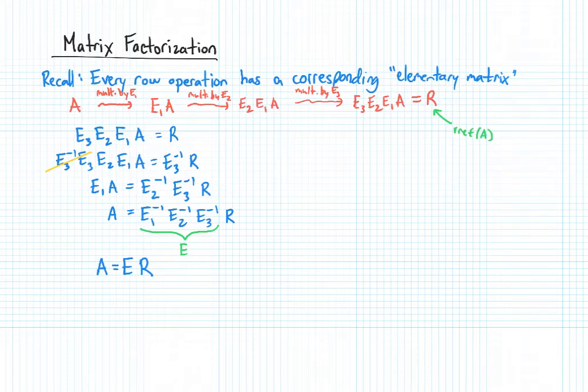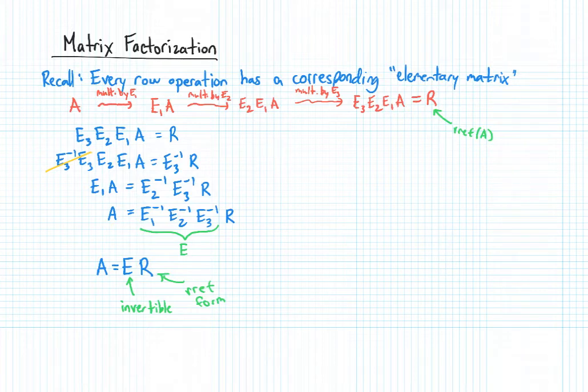This is a matrix factorization. The original matrix that we started with is now written as a product of 2 matrices, and these matrices are special. The matrix E is invertible because it's a product of elementary matrices, and the elementary matrices are invertible, and when you multiply invertible matrices, you get an invertible matrix, so E is invertible. And R is in reduced echelon form.